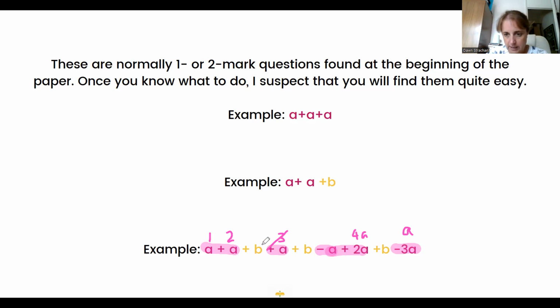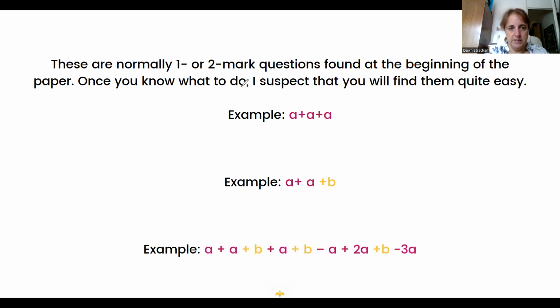Now I've got my a's. I've got 1 b, 2 b's, 3 b's. So my total answer is 1a plus 3 b's. If we were using the examples from previously, that would be 1 apple and 3 bananas.